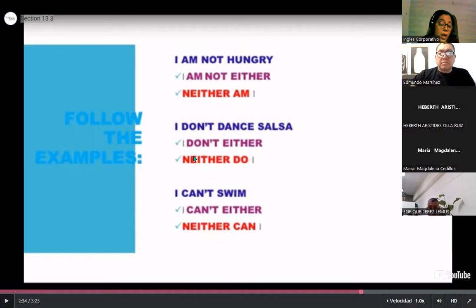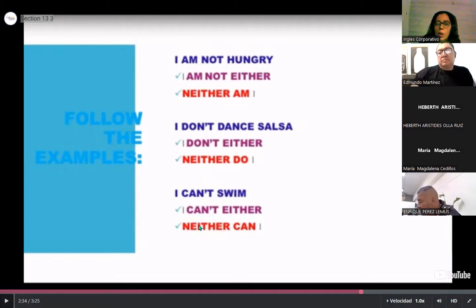Recuerda que decía que uno es para negativo y el otro es para positive. Lo que está en rojo está en negative o en positive? Affirmative. It's in affirmative, right? Because in this occasion you say, I am not either. When you say don't, not, can't, it's either. Never neither. Neither solo lo da vuelta. Neither do I. Neither can I.